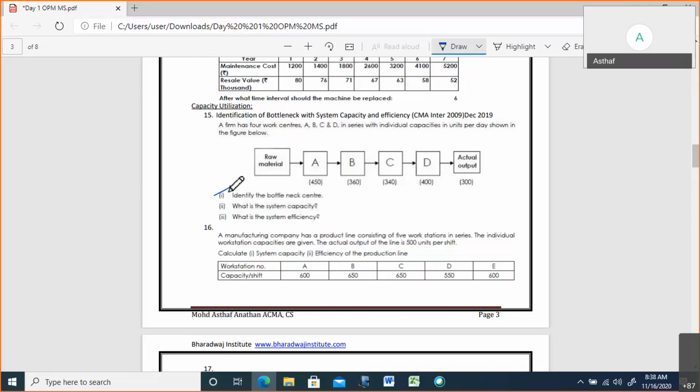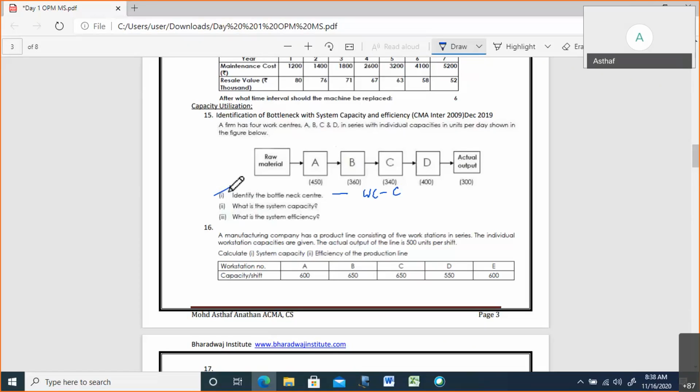Last case also we have discussed. The low output one will be the bottleneck center. So the bottleneck center is workstation C. The answer will be workstation C. Next they were asking, what is the system capacity?